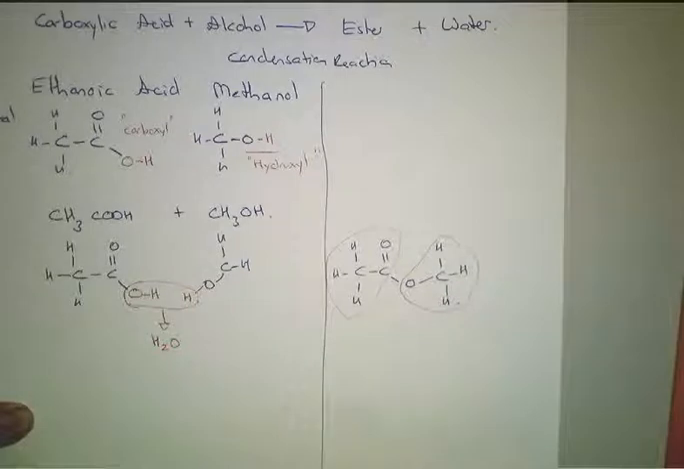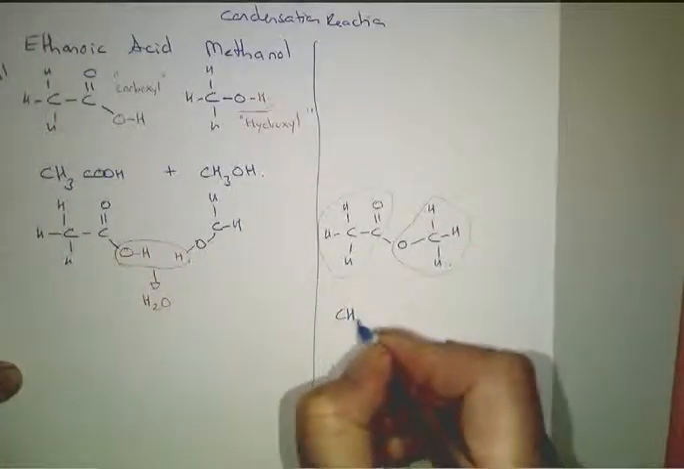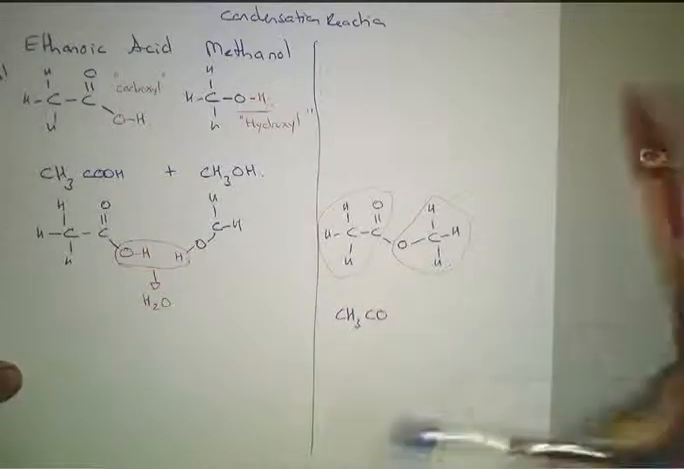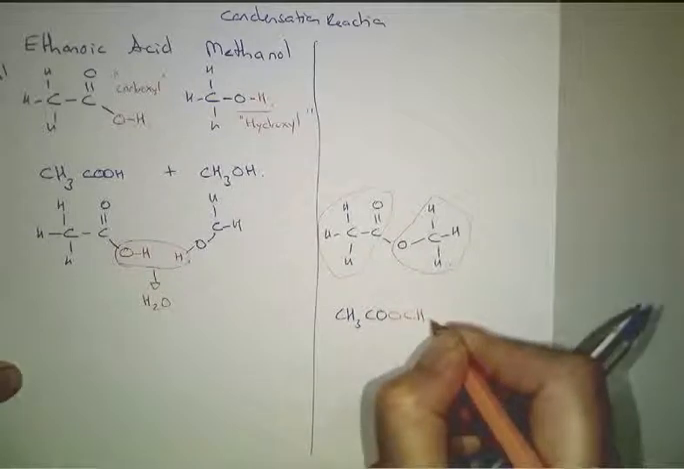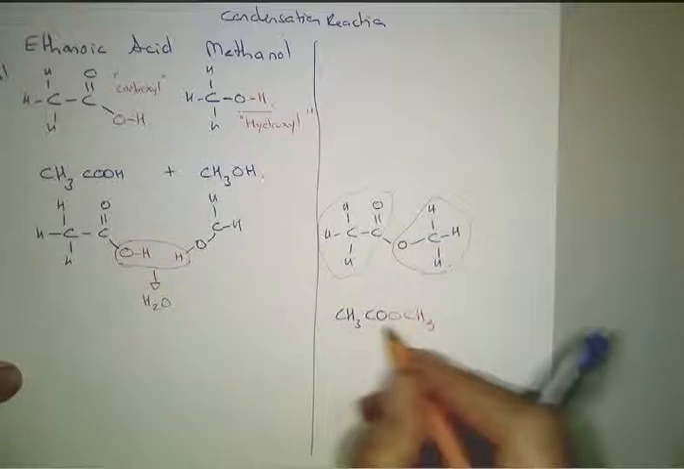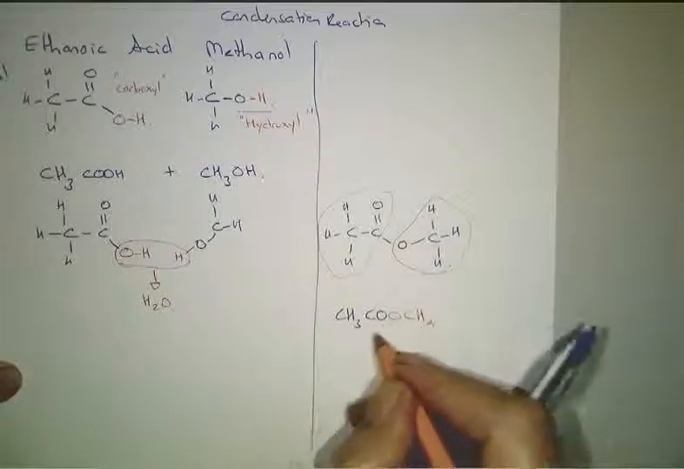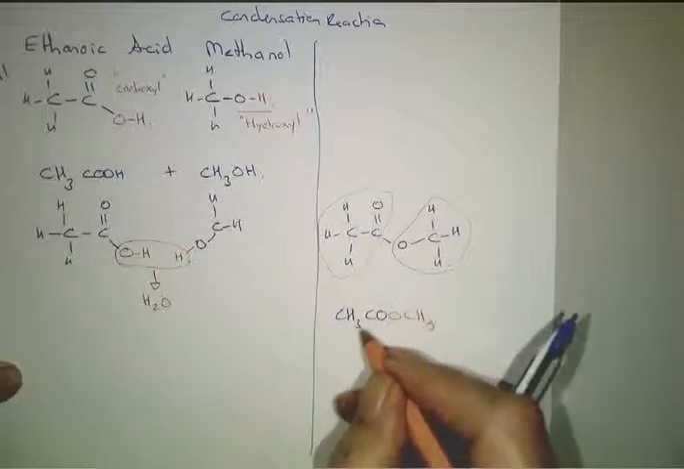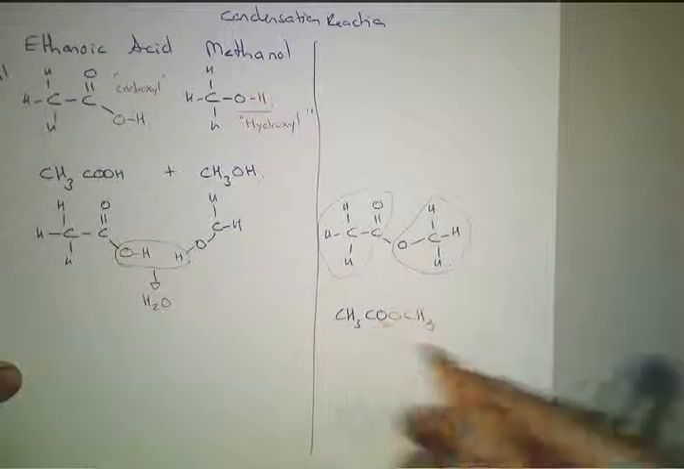Okay, if we do the semi-structural formula, it's CH3, CO. If I do this in red, I should have done the whole thing in red before. So you've got a Q in the middle. So this was methanol, and this was your carboxylic acid. And the carboxylic acid is the beginning of the Q, the CO.